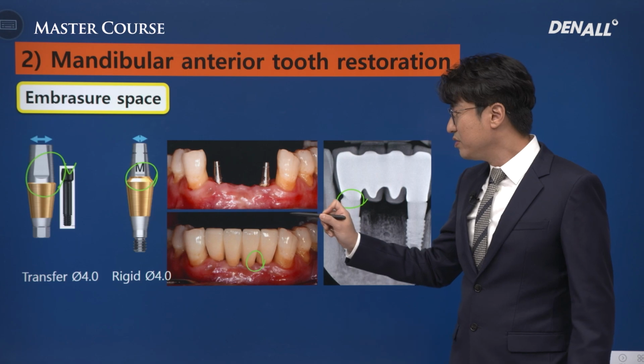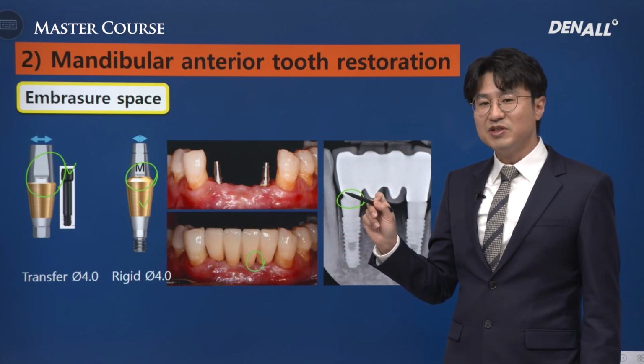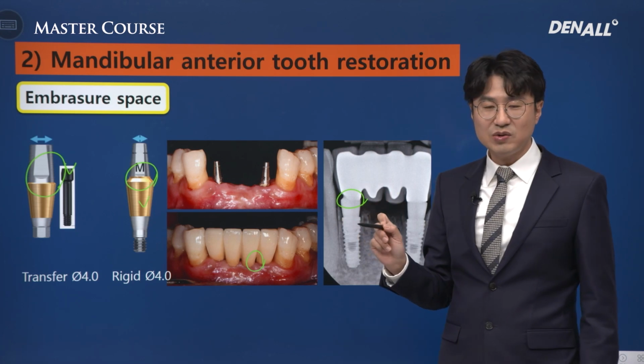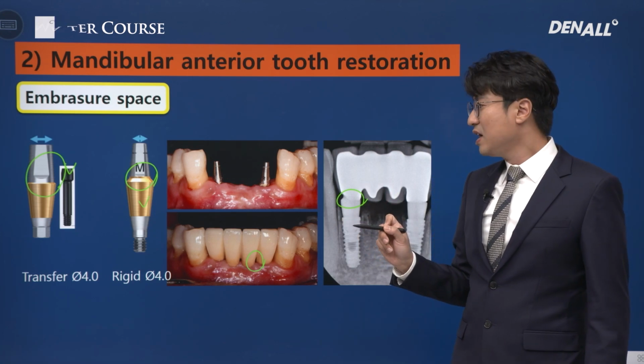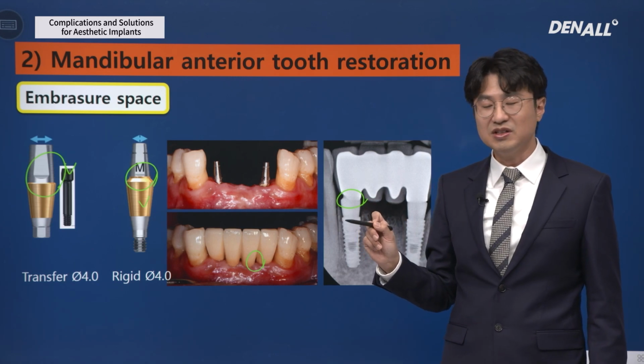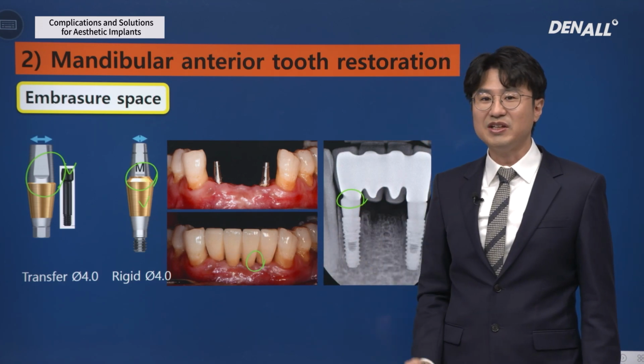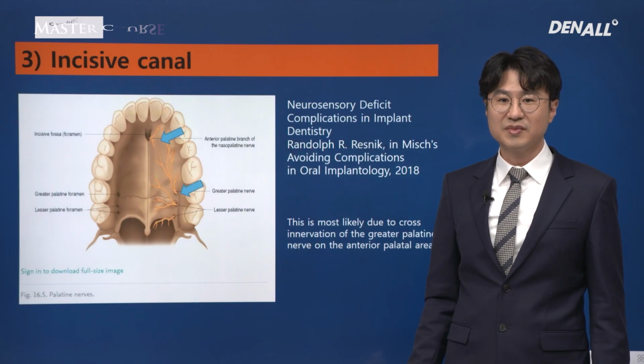There are many negative comments about the 1-piece abutments, so I don't really use them, but the exception is in the lower anterior region. If you use the 2-piece implant abutments in the region, it is very difficult to create the embrasure space like this.